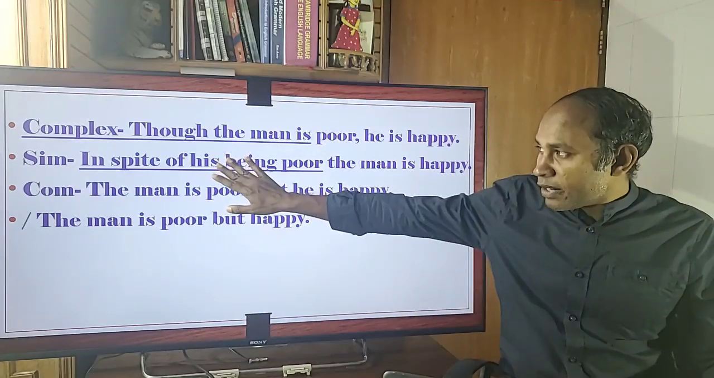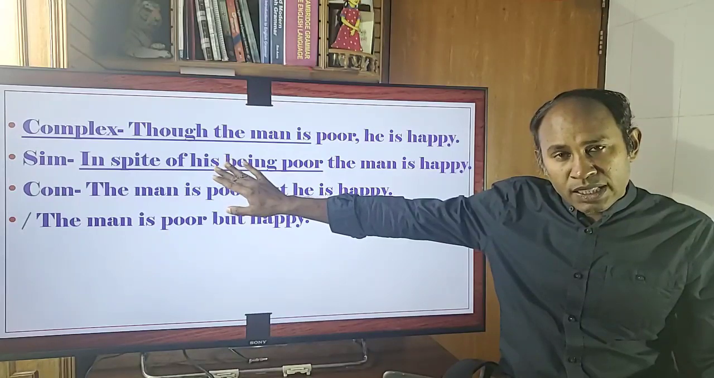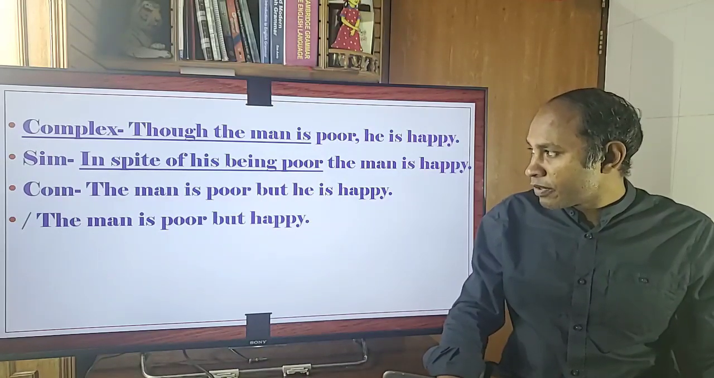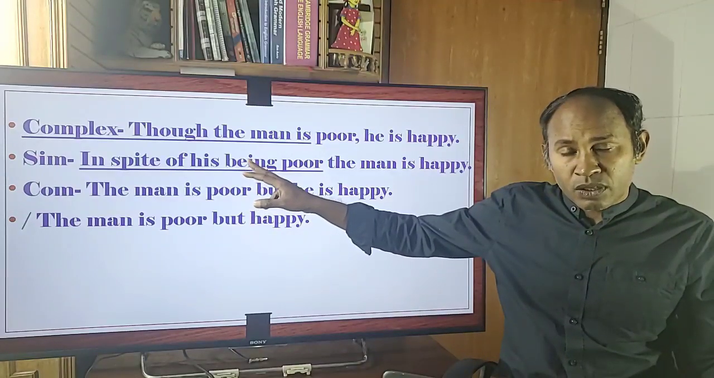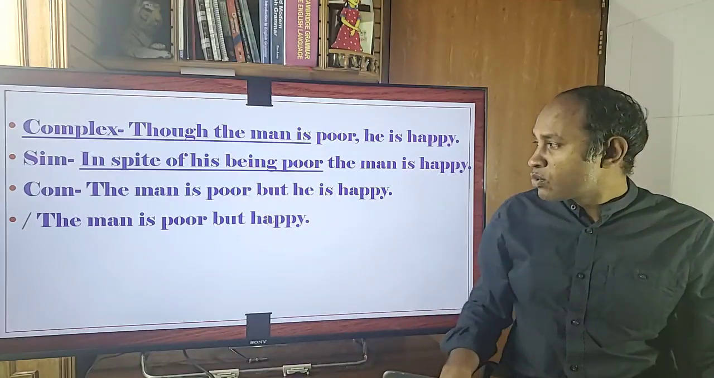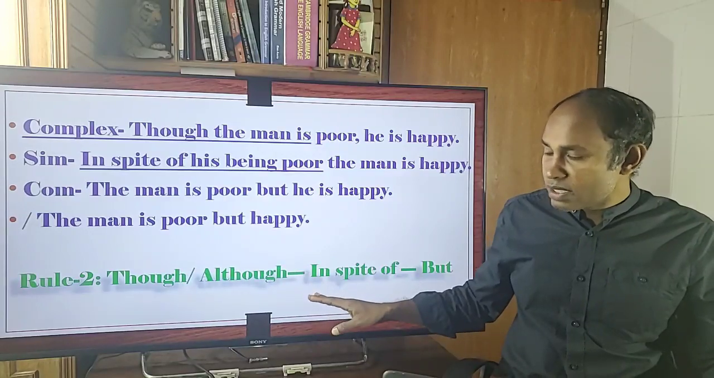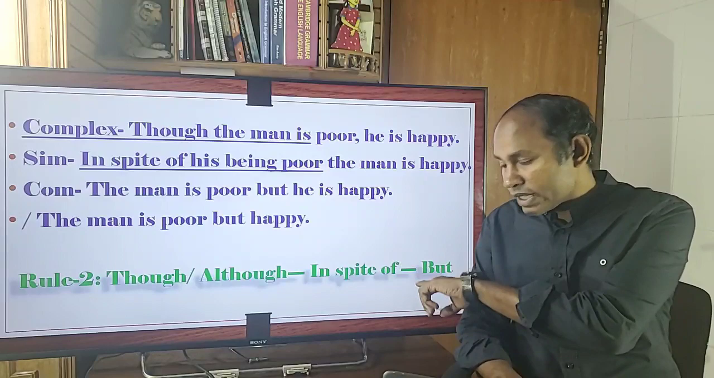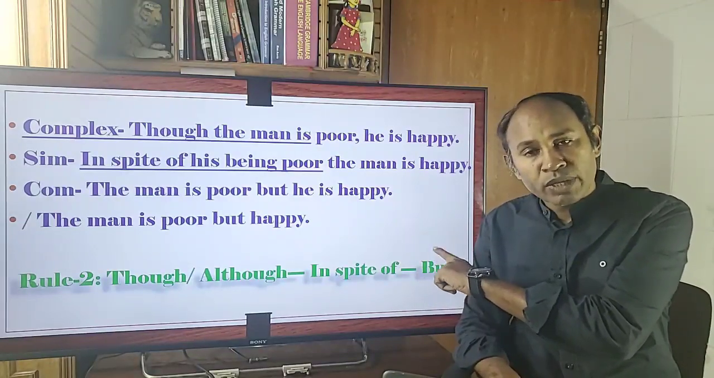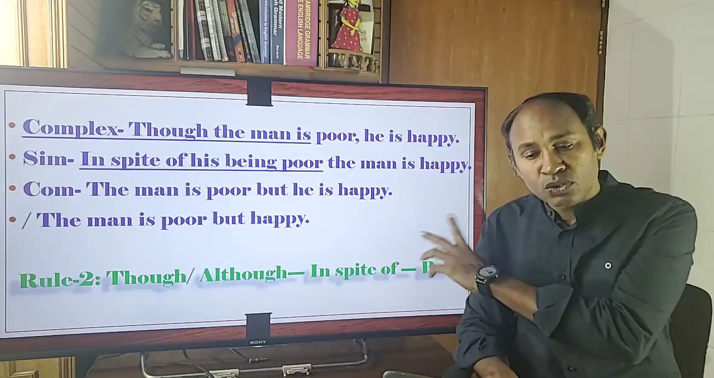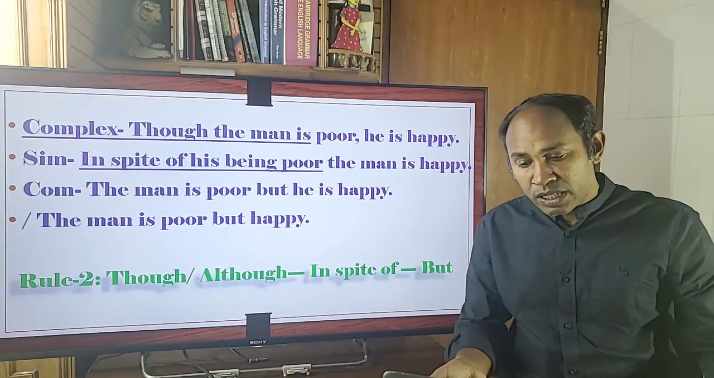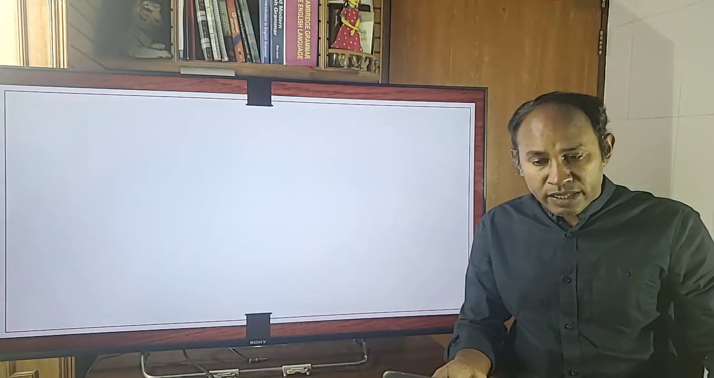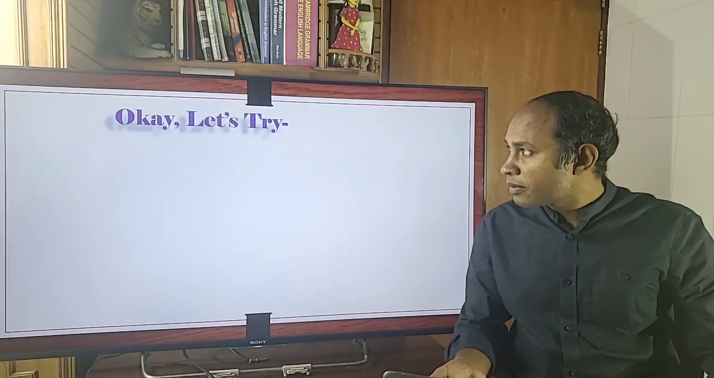So be careful about the simple sentence, because in that case you have to use in spite of, okay? And you have to use a bare non-finite verb, so probably you understand that. Your rule is there: if there is though or although, in that case you will have to use in spite of to make it simple, and but to make it compound. Perhaps you understand. And now next, your turn is there, please.